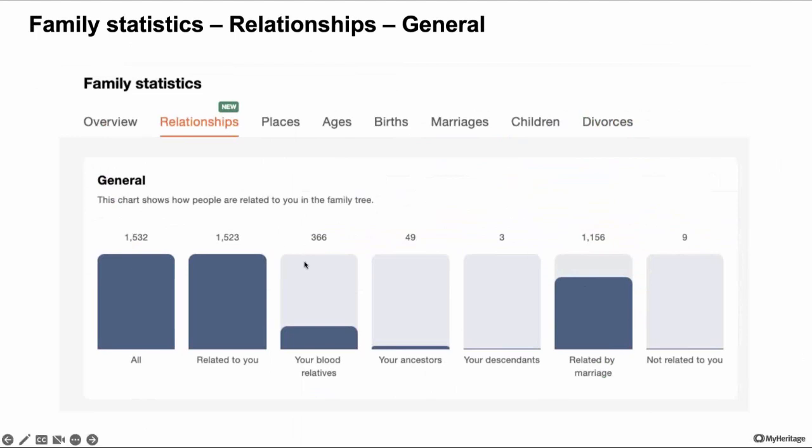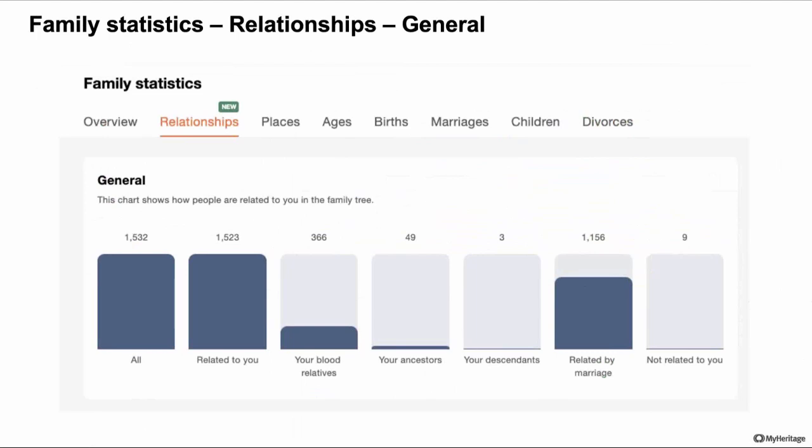In my case, let's go on to the third histogram here. We have how many are my blood relatives. So blood relatives mean that we share a common ancestor. So it could be my parents, grandparents, of course, they are my ancestors. Or it could be one of their children, so cousins, uncles, aunts, second cousins, and so on. Brothers, sisters, nephews, nieces, children, grandchildren. These are all my blood relatives.